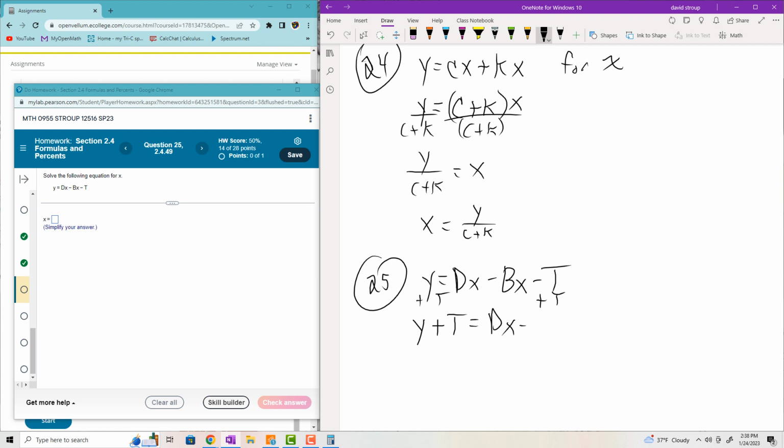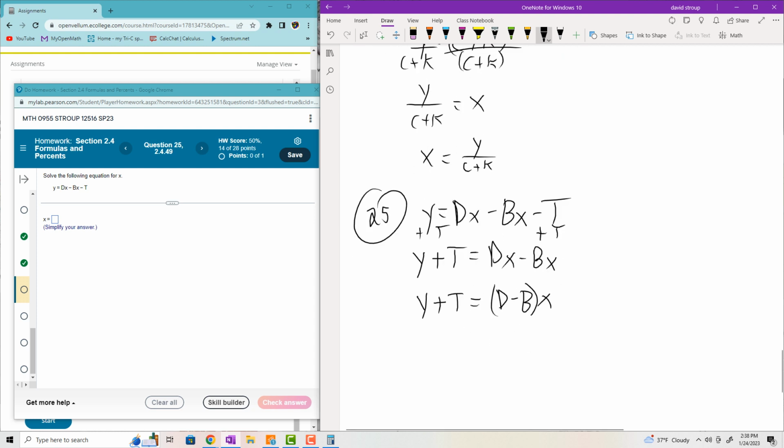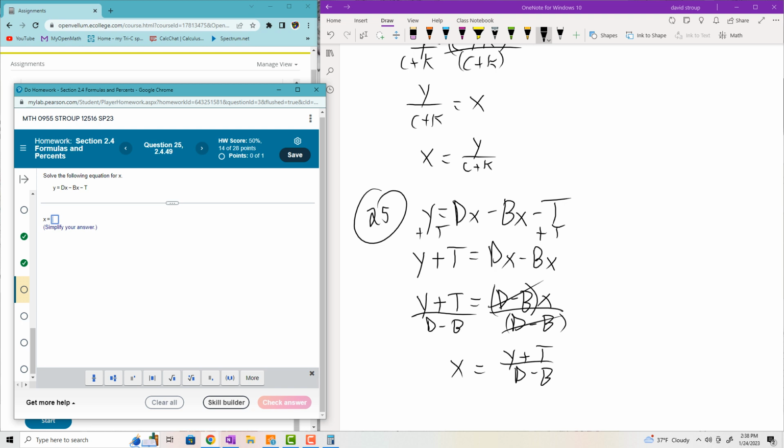And then you just have the dx minus bx. Both of those have that factor of x. So I can factor out the x and just have the d minus b. It's a reverse distribution, right? Okay, so once I get it there, I'm going to divide both sides by this d minus b. Flip-flop sides, the d minus b's will cancel, and you'll just have x equals y plus t all over d minus b. Okay, be careful with your lowercase uppercase, so lowercase y plus capital T all over capital D minus capital B. And, ooh, I got too many minus signs there. Yay.